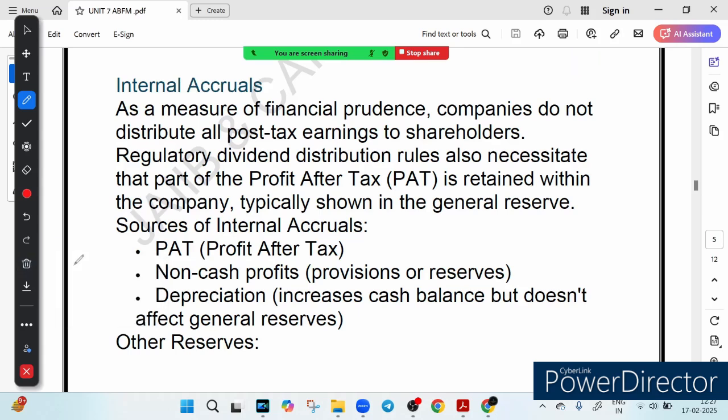The question is: why don't companies distribute all their profit to shareholders? And what happens to the money they hold back, which is called retained earnings? And is it actually a good thing? Let's answer it. The first question: why don't companies give away all their profit?